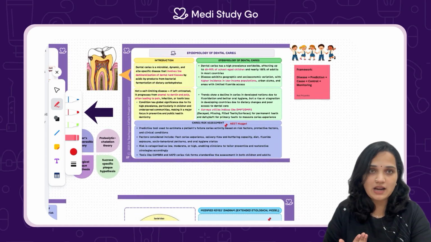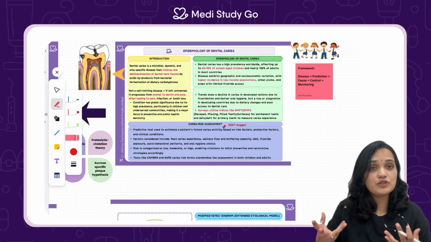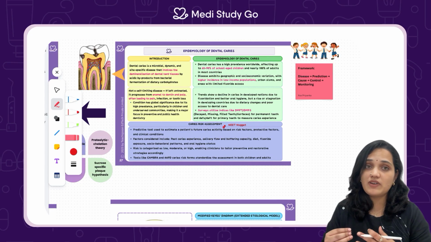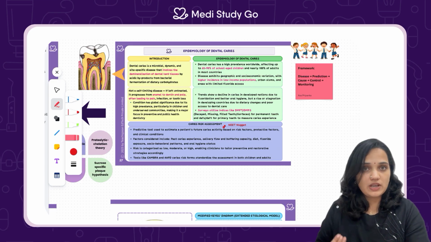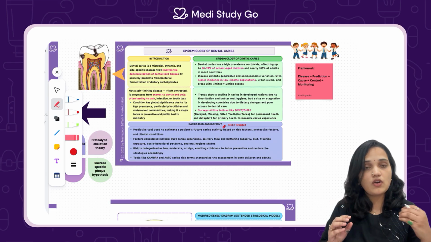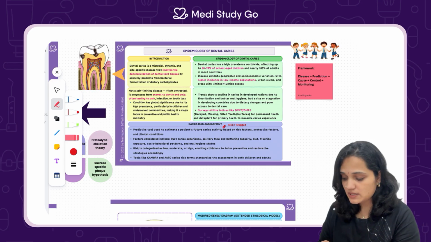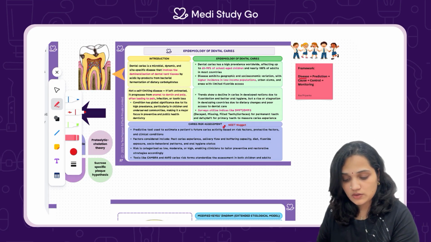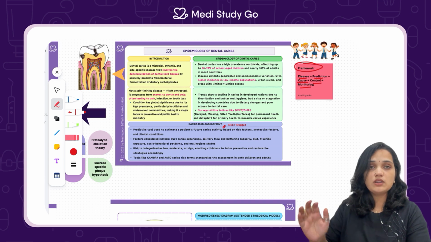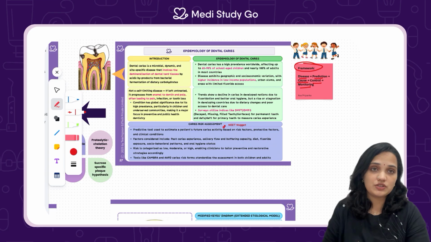So before we start, let me give you a simple framework. Whenever you see this topic, I want you to think of it in 5 stages: disease, prediction, cause, control, and monitoring. Remember these 5 words. This framework will guide you or structure you through the topic.